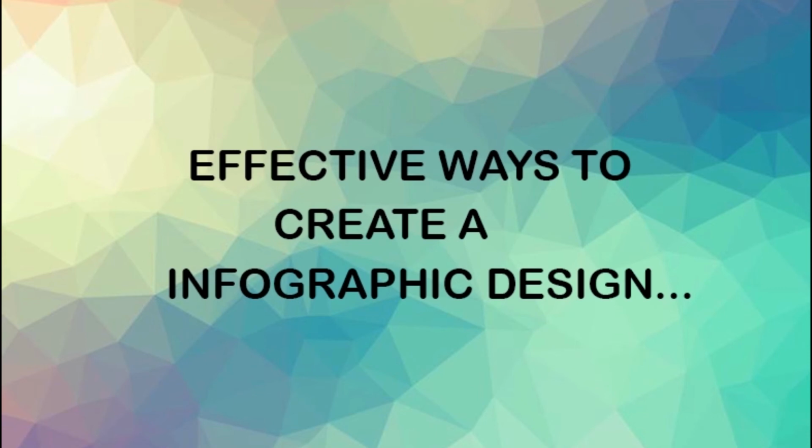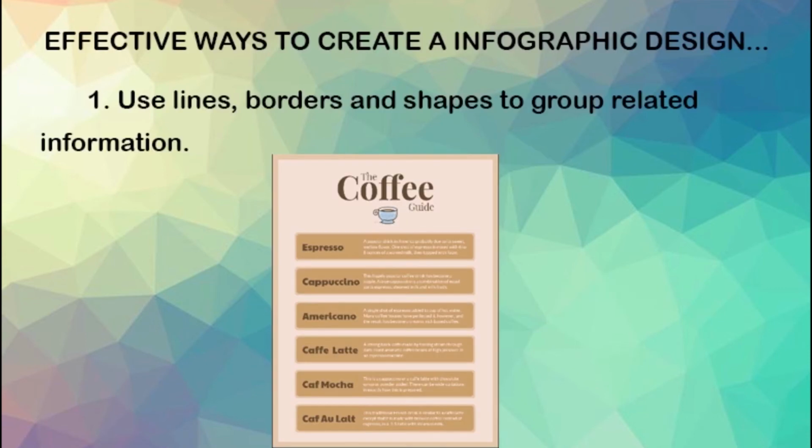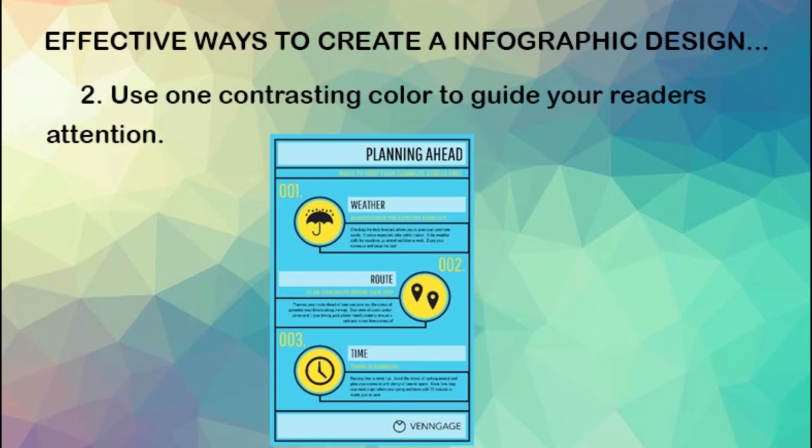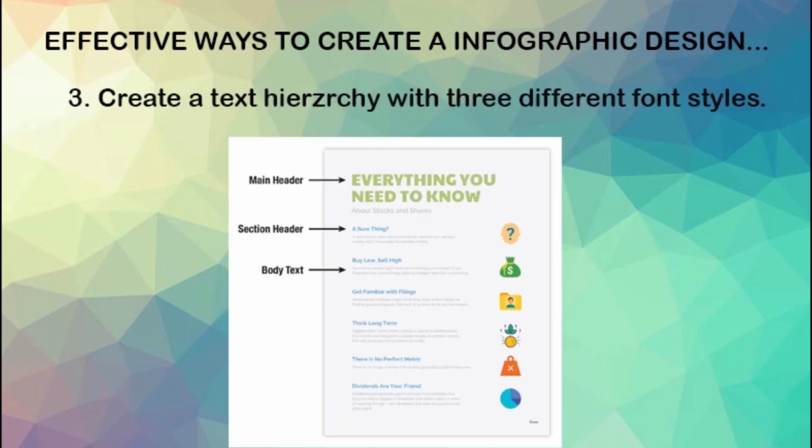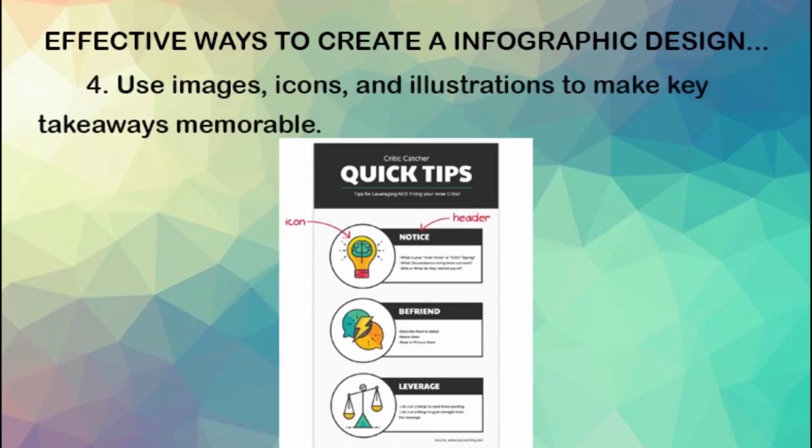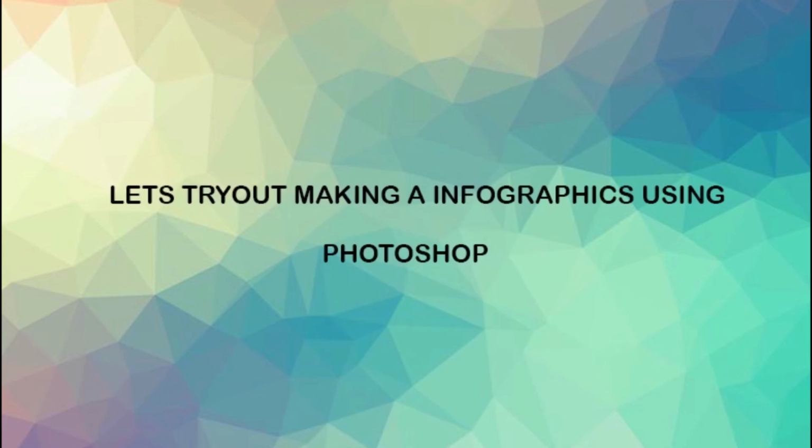Effective ways to create an infographic design. Use lines, borders, and shapes to group related information. Use one contrasting color to guide your reader's attention. Create a text hierarchy with 3 different font styles. Use images, icons, and illustrations to make key takeaways memorable. Now, let's try making an infographic design using Photoshop.